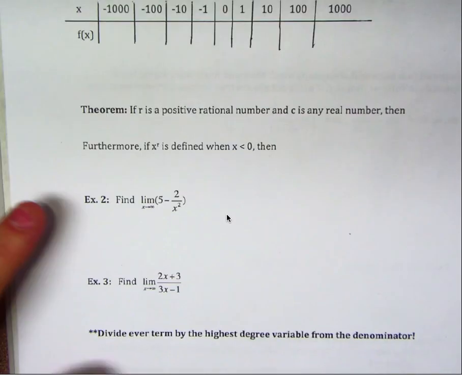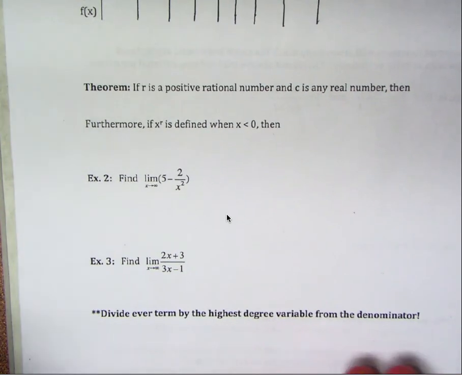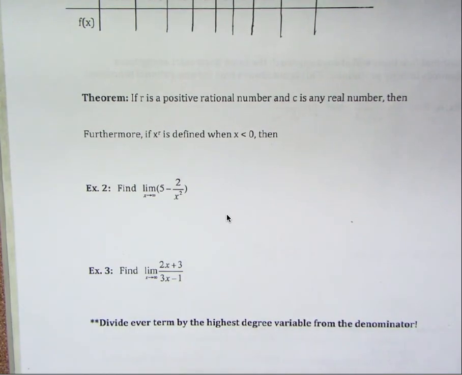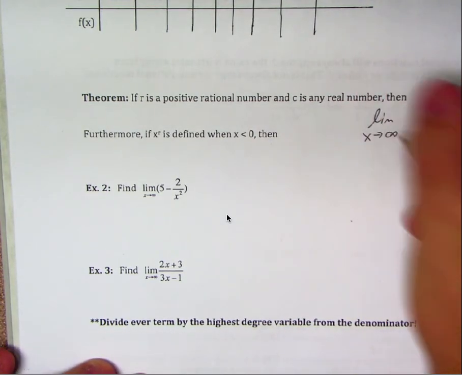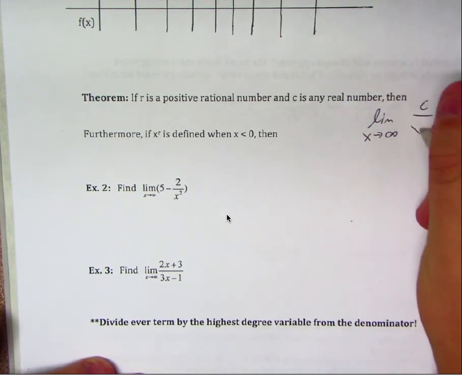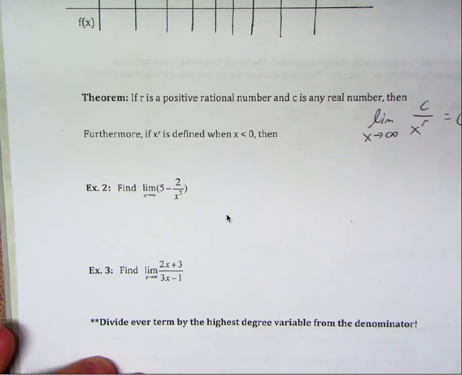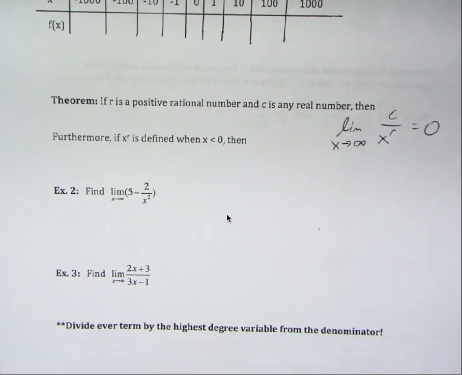So, a theorem. It doesn't have a name. It's the nameless theorem. If R is a positive rational number and C is any real number, then the limit as x approaches infinity of C over x to the R equals 0. Basically, if you have a number over x to some positive rational power, so x to the 5th, x to the 2/3, x to the 1/2, x to the 1/millionth, and if you take this limit as x approaches infinity, you're always going to get 0.